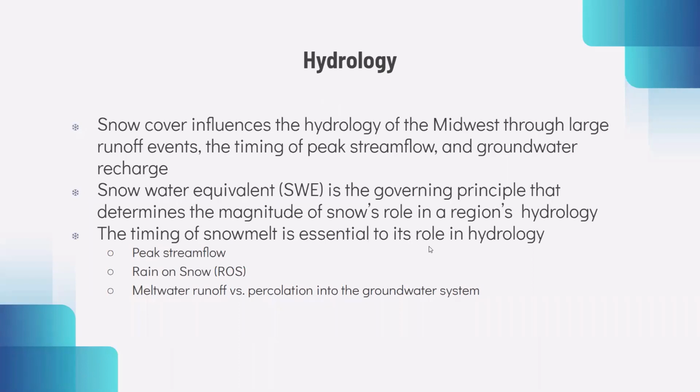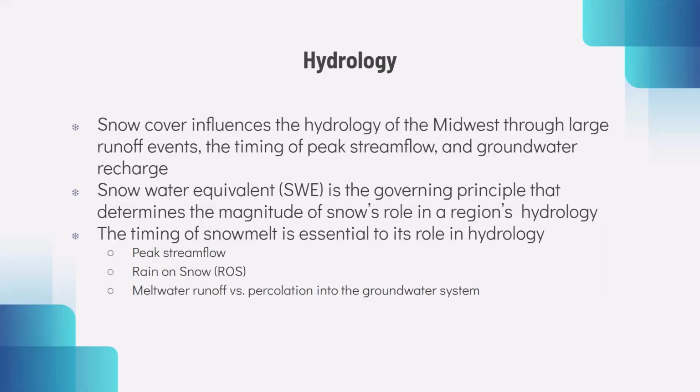Snow cover impacts the hydrology of the Midwest through its role in peak streamflow, large runoff events, and groundwater recharge. An important concept to understand when discussing snow's hydrology is snow water equivalent. This is the amount of liquid water that is present within a snowpack. When a snowpack melts, the snow water equivalent of the snowpack is released as liquid water, which can either form surface runoff or infiltrate in a groundwater system. This depends on the timing of the snowmelt.